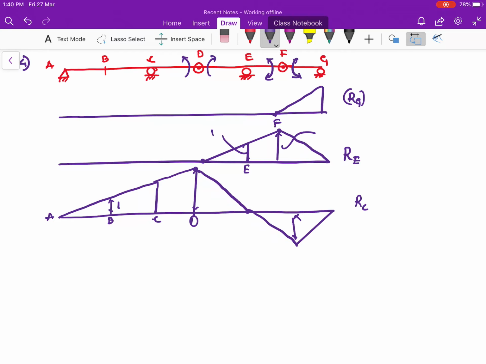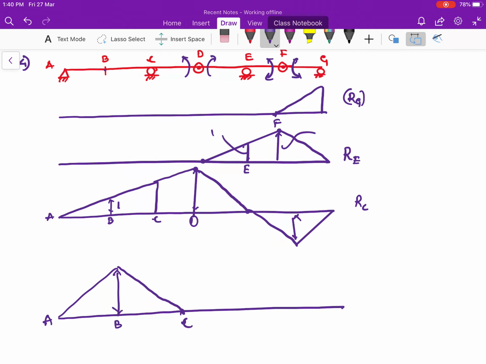Next, moment at a B, bending moment at a point B. See, this is the point B where I need to find the bending moment. Okay, this is point A, this is point C, this is point B. Ordinate can be found by AB divided by L. If I take this as A, this as B, AB divided by L.